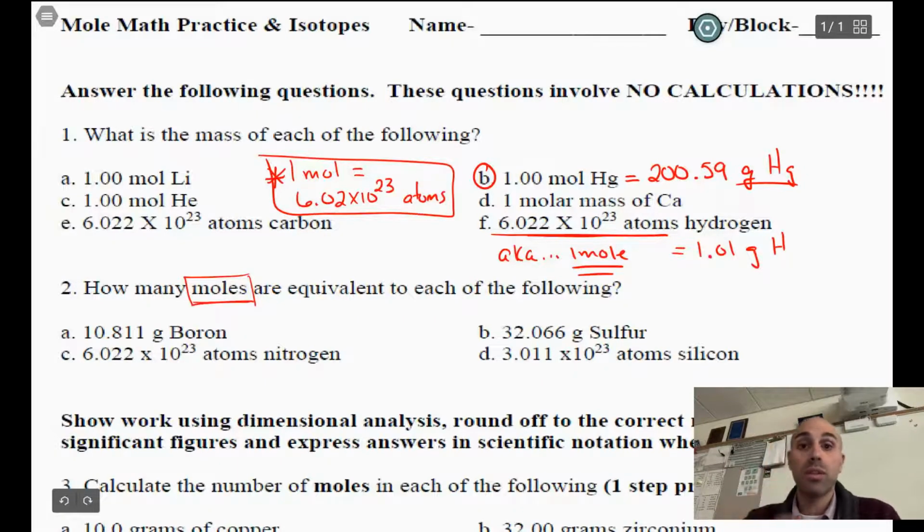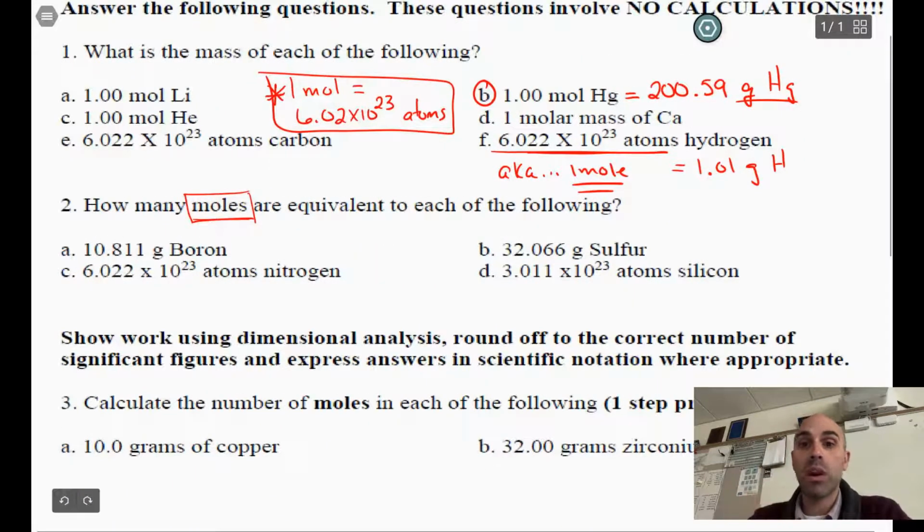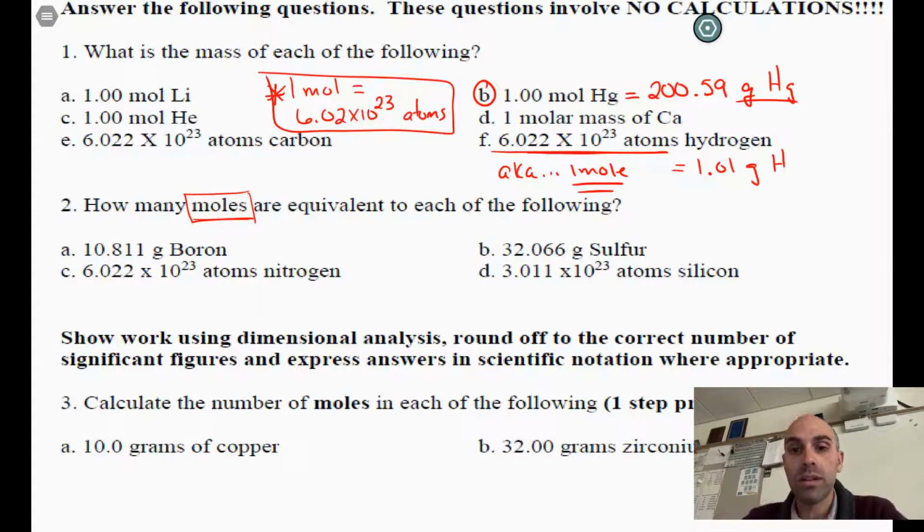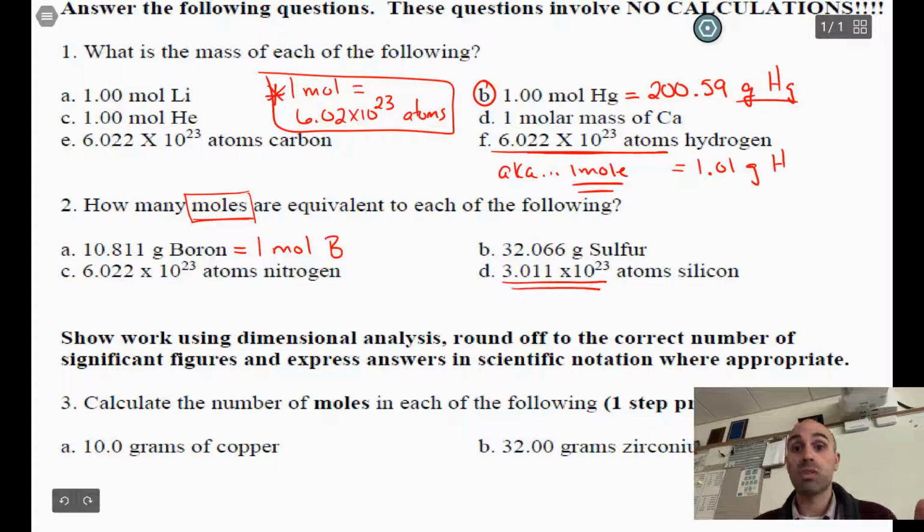All right, let's look at number 2. How many moles are equivalent to each of the following? If we look at boron, we find boron on the periodic table. It is 10.811 grams. And we know that's the molar mass per 1 mole. So it's just 1 mole of boron.